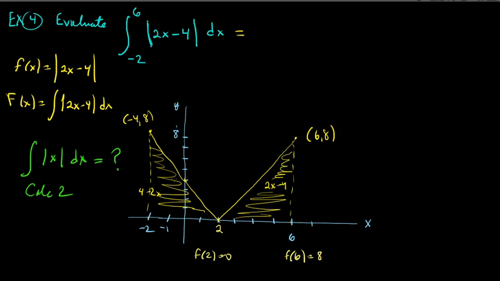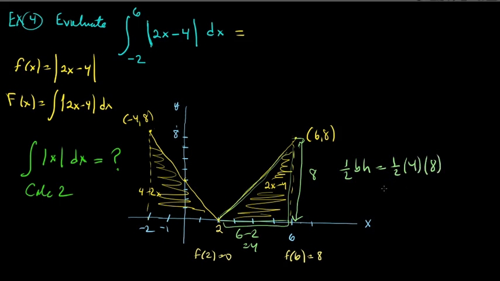Well, notice that this region here is just a triangle, right? This is supposed to be a triangle. The base is 6 minus 2, which is 4. And the height, well, it ends up at y equals 8, right? From 0 to 8 is 8. So 1/2 the base times the height: the base is 4, the height is 8. So that's just going to be 2 times 8, which is 16. So the area of this region here is 16.